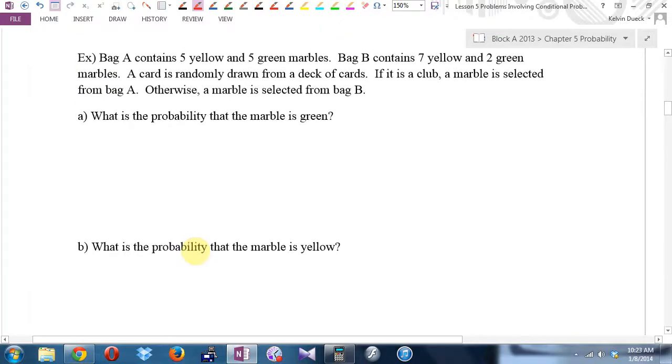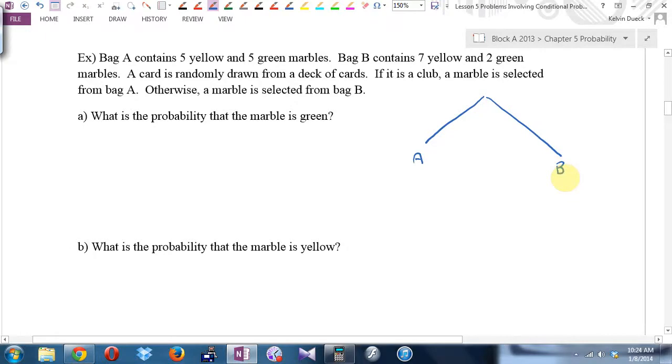Okay. Looks like we're picking a bag and we're picking a marble. Wait a minute, Mr. Dick. Aren't we also picking a club? I think we can fit that into our tree. I think there's two things. Pick a bag, pick a marble. It's going to be a two-level tree. It's going to go like this. Bag A. Bag B.